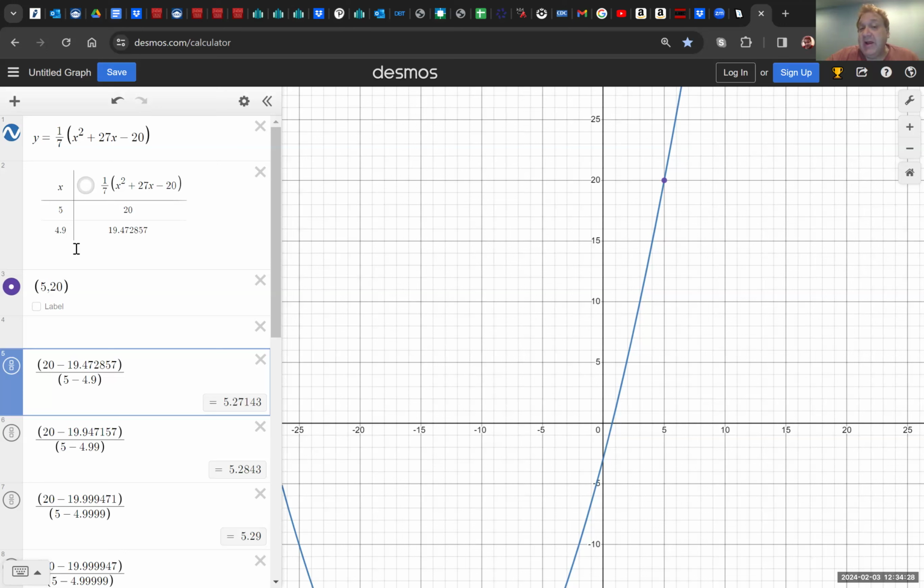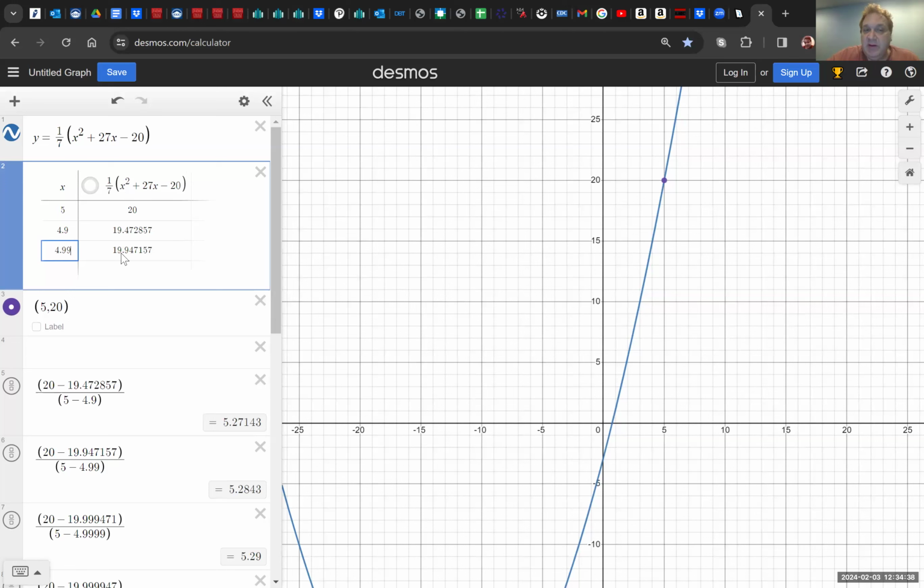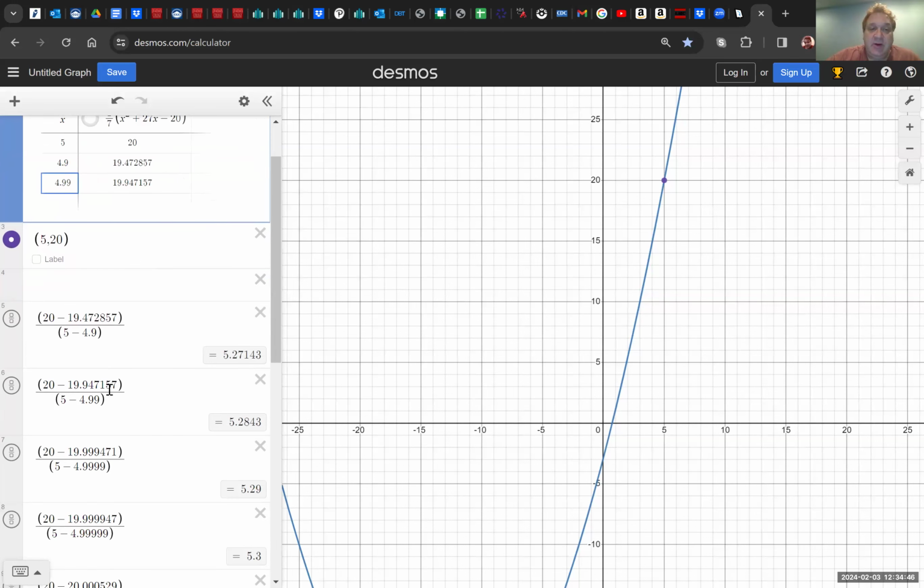Well, 4.9 is definitely close to 5, but we, of course, can get closer, right? So I can go up here and choose something like 4.99. That would give me another y value, but 4.99 is closer to 5, and so my estimate will be better. So here are the numbers for 4.99, and you can see 5.2843 is the result.